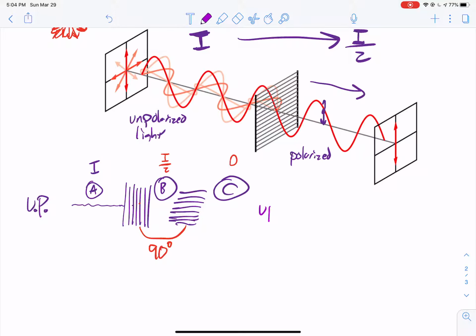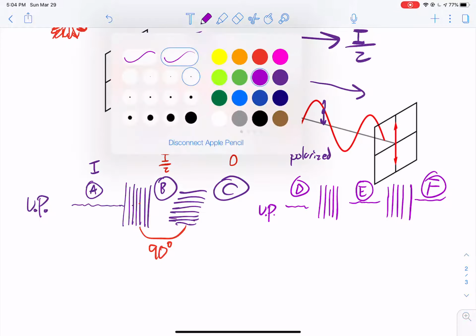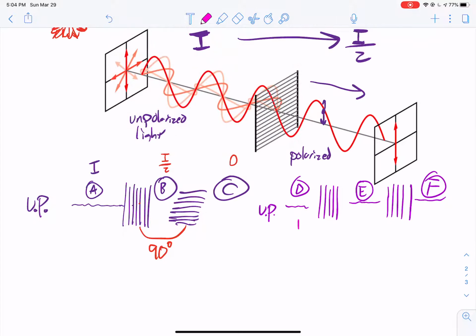Now in the same situation, we could look at a similar type of thing. We're going to take unpolarized light and send it through, here's position D. We're going to have a vertical polarizer, and then we're going to have another vertical polarizer, E and F. So I want you to think through. If the intensity at D is I, what would the intensity at E be? And what would the intensity at F be? Give you a moment to think about that.